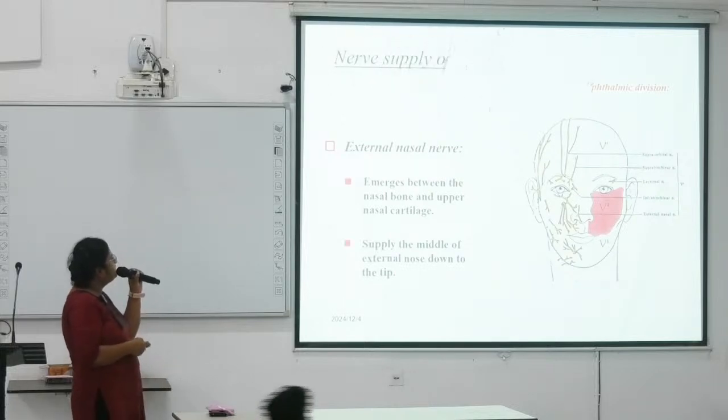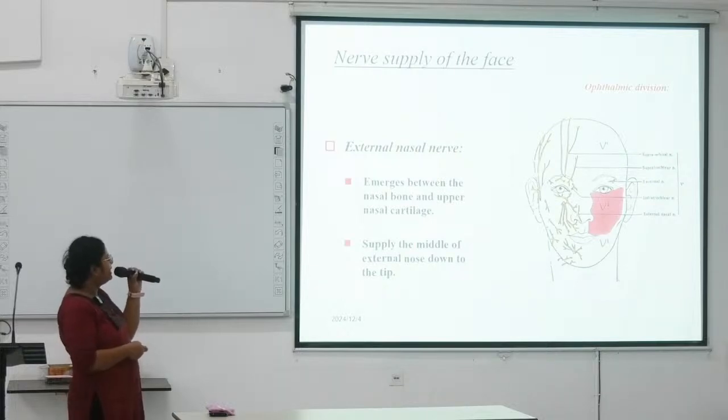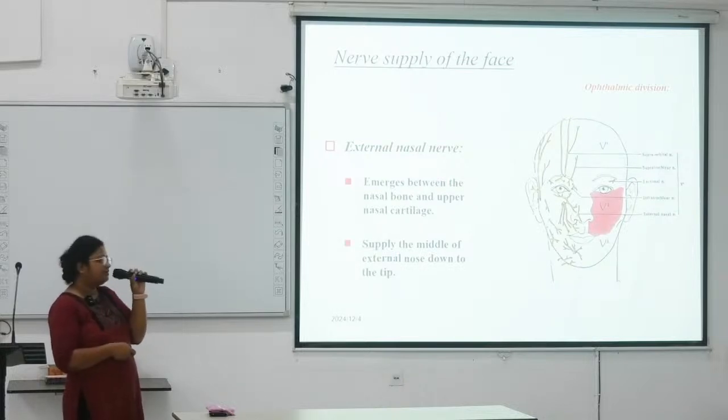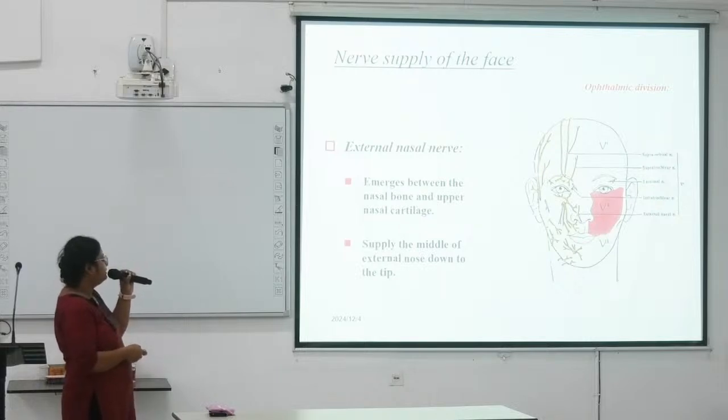Next is the external nasal nerve. It emerges between the nasal bone and the upper nasal cartilage, and it supplies the middle of the external nose down to the tip. So this is the supplying area near the tip of the nose.